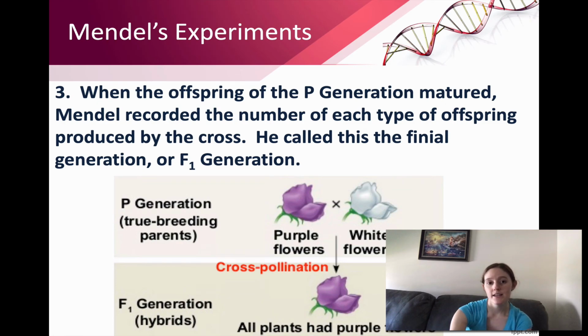When he did this, he called the first kid generation the F1 generation. So he had his purple parent, his white parent, he crossed them, and all of the children ended up having purple flowers.